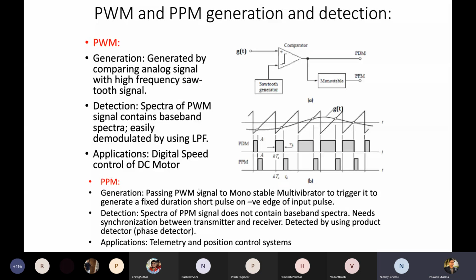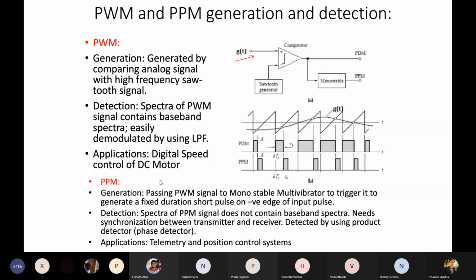So how do you generate pulse width modulation? Just a simple circuit for that. This is your actual signal fed to the operational amplifier. I think you are all exposed to operational amplifier. Yes?